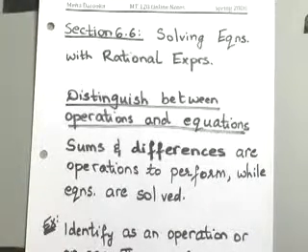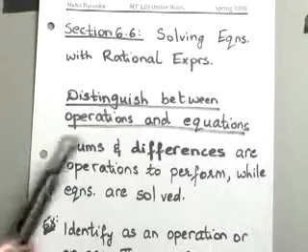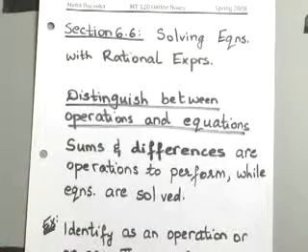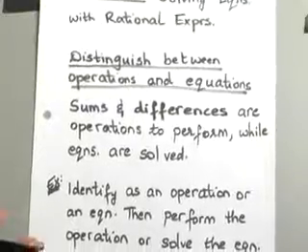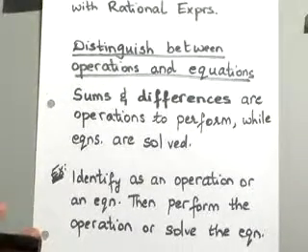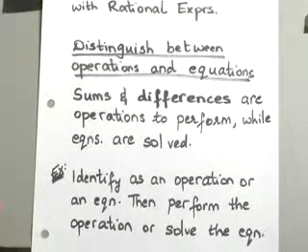Now when we are talking about operations, we are basically saying, operations like sums and differences would be operations, something that you perform, whereas equations are something that you would solve. Now let's go ahead and start with some examples here. We will try to identify what is an operation and what is an equation, and then we'll either go ahead and perform the operation or solve the equation.